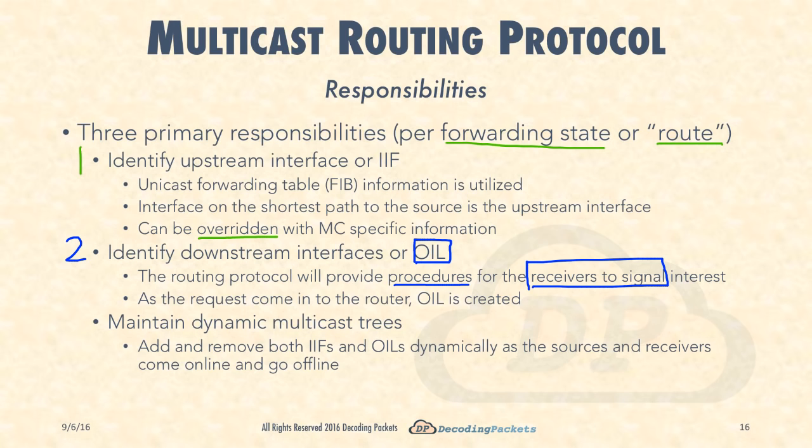Which brings me to the very third point here. You have to maintain dynamic multicast trees. And we'll talk about multicast trees in a couple of minutes here. But for right now, remember, all of this happening in a multicast network is completely dynamic. Sources may come online, sources may go offline. Receivers may come online, receivers may lose their interest in a particular group and ask to be removed. All of this is happening extremely dynamically, and it is the task of the multicast routing protocol to take care of all of that. So it has to change the forwarding state as and when these things happen.